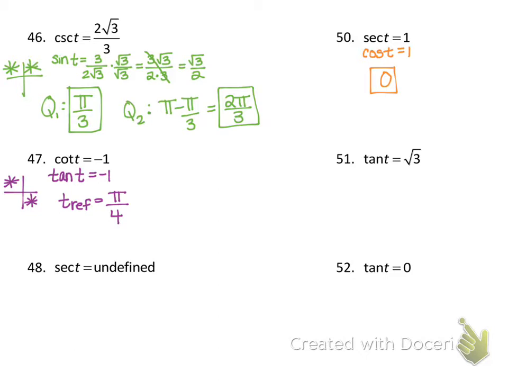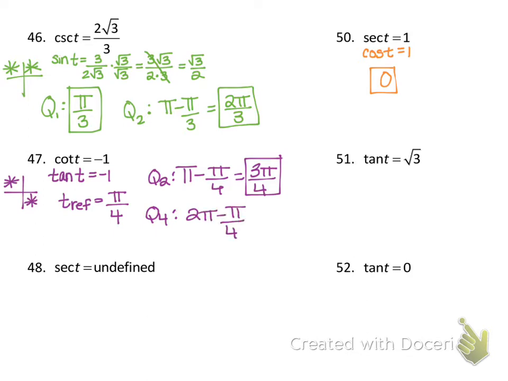And now it's just a matter of getting the signs correctly. So to be in quadrant 2, we're going to do pi minus pi over 4 and get 3 pi over 4. And then to be in quadrant 4, we're going to do 2 pi minus pi over 4, which gives us 7 pi over 4.